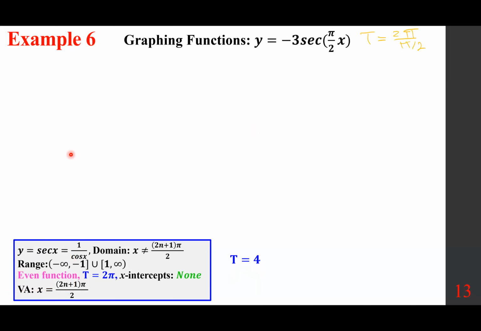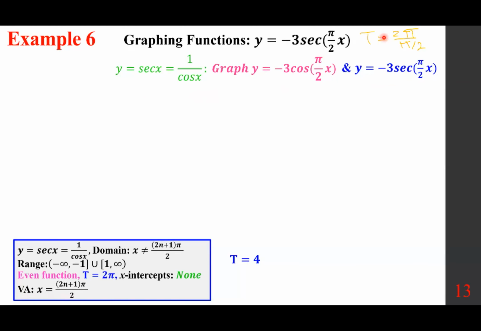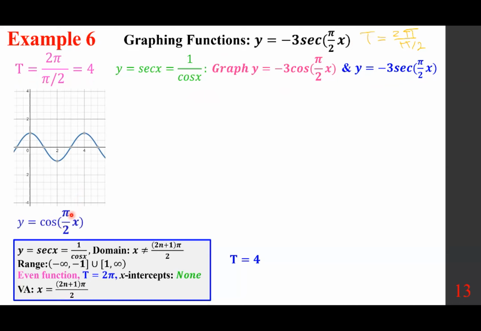So remember, we have y equals secant x or 1 over cosine x. We want to graph minus 3 secant of pi over 2 times x. We start with cosine, and then we go to secant because secant is 1 over cosine. So from cosine, we go to secant. I wanted to make sure I mentioned that before. The period is 4. So you start with cosine of pi over 2 x.